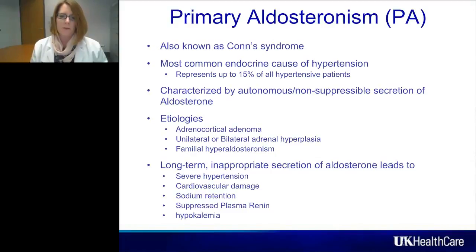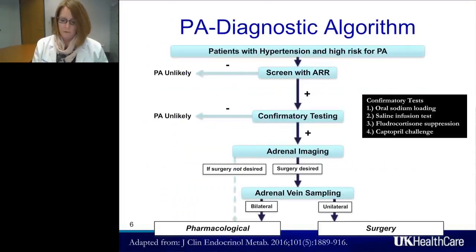Primary aldosteronism should be diagnosed and treated rapidly. If left untreated, it can lead to very severe hypertension, ultimately leading to cardiovascular damage, sodium retention, suppressed renin concentrations, and hypokalemia. Cardiovascular damage can lead to significant cardiovascular morbidity and mortality. And for that reason, it's very important that we have a very good screening test for primary hyperaldosteronism among patients at risk for the disease.